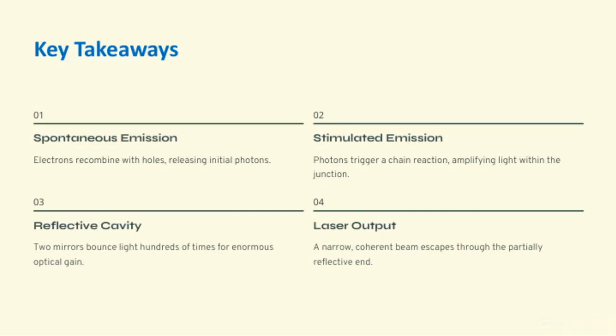To wrap up, we've seen how a laser's power builds step by step. It starts with electrons and holes recombining, releasing photons. Those photons spark a chain reaction, amplifying light inside the cavity. Mirrors bounce that light back and forth, boosting its strength. Finally, a narrow, focused beam escapes, the laser output we rely on. That's the journey from tiny particles to a powerful, coherent beam.